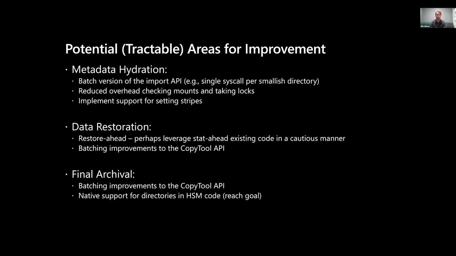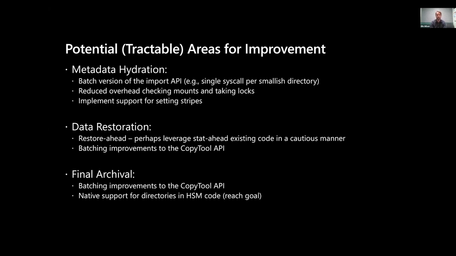So first of all, on the metadata hydration area, if there's a batch version of the import API, such as a single syscall that would work to import all of the files within a given directory, that would really reduce overheads that I'll show on a later slide. There's reduced overhead checking mounts and taking locks as part of that API that would also help. And implementing support for setting stripes or other extended attributes would really go a long way to returning a file, once brought back into Lustre, to a more similar format to where our user left it.